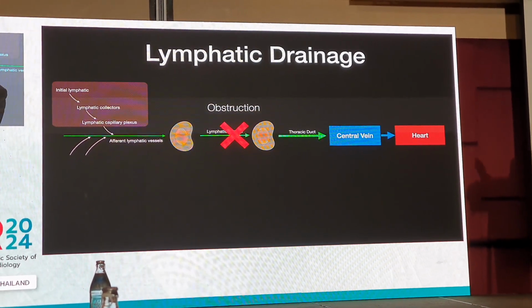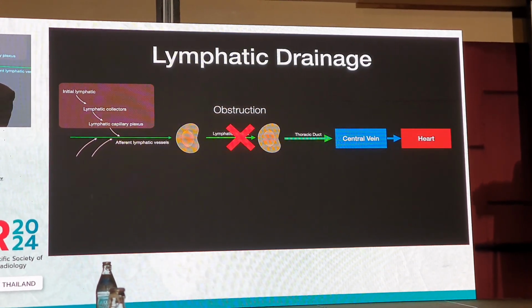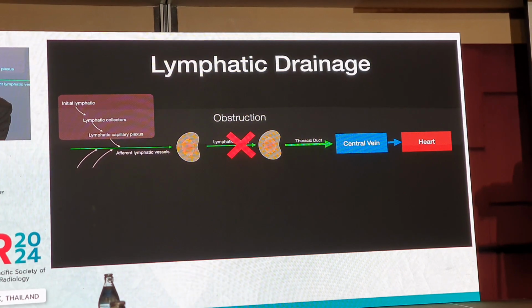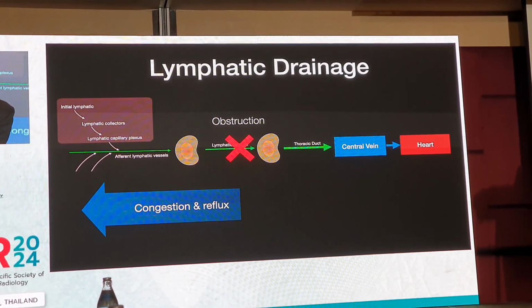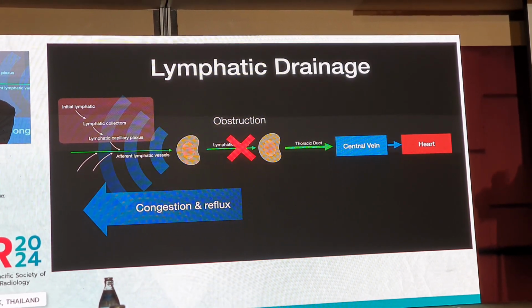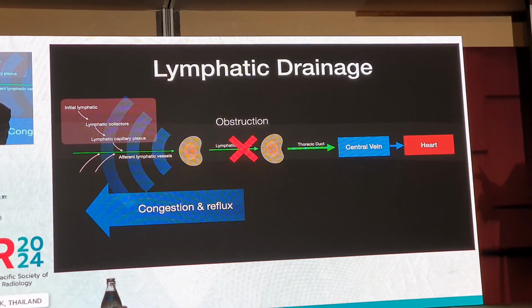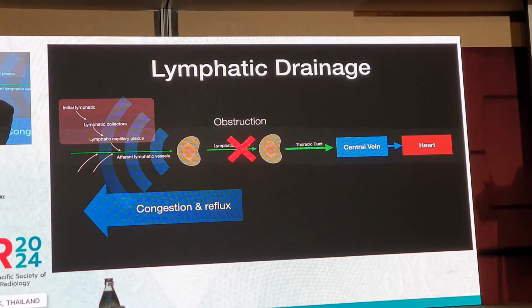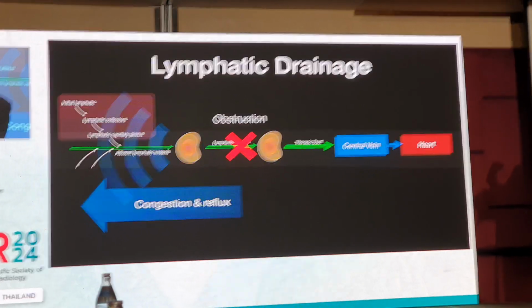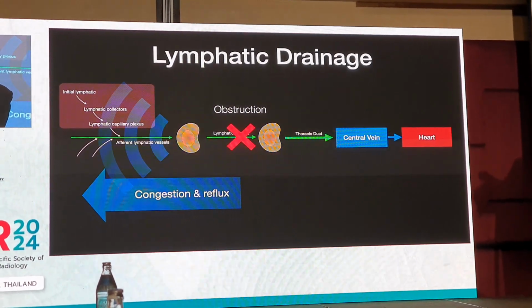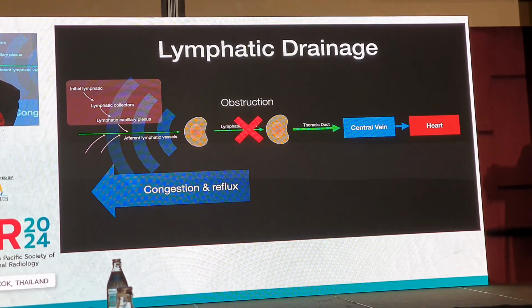So the problem may start with the blockage, like the obstruction. When there is an obstruction of the lymphatic pathway, it's like the venous problem. It causes the congestion and reflux. So when it causes the reflux, the fluid will leak, maybe leak into the interstitial tissue, it causes the lymphedema, or maybe leak into the outer pathway that has opening. So it may cause a leakage also from the obstruction.